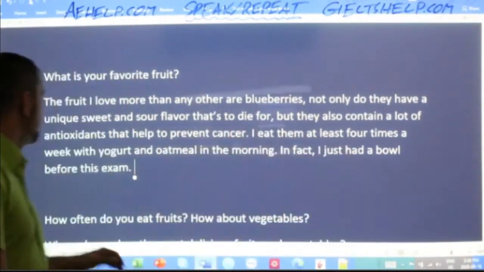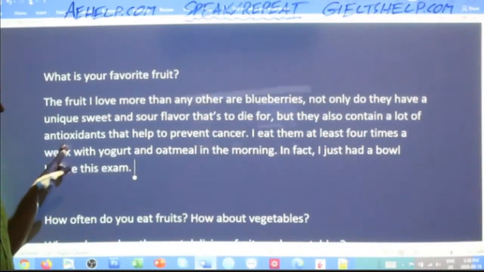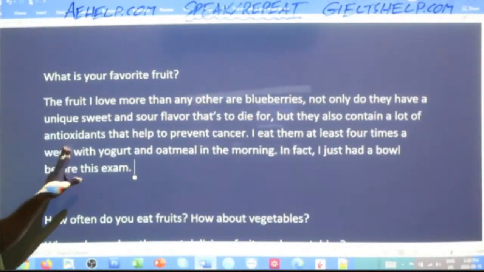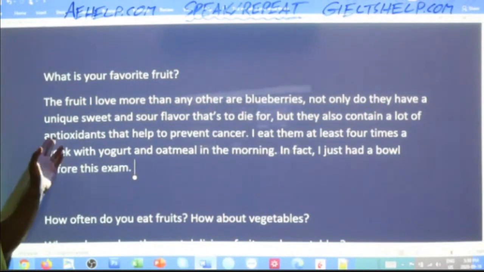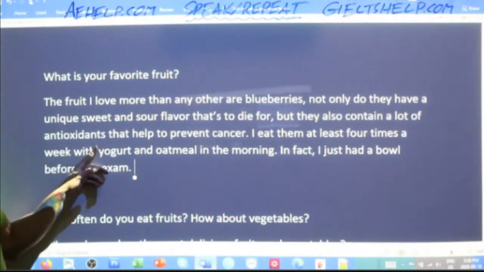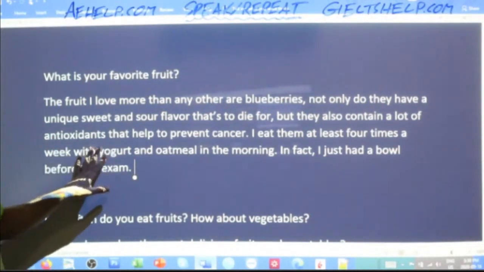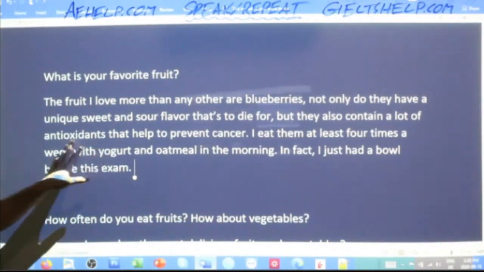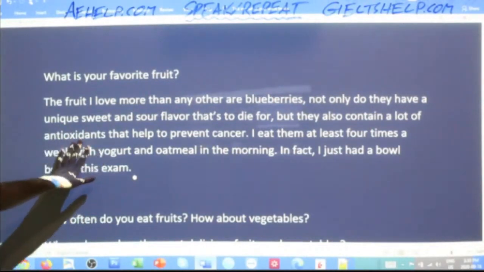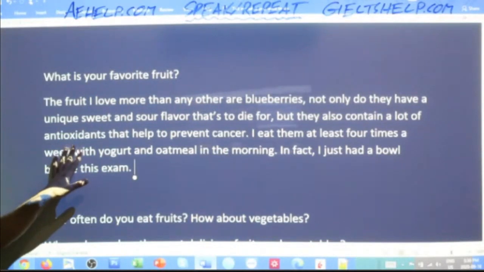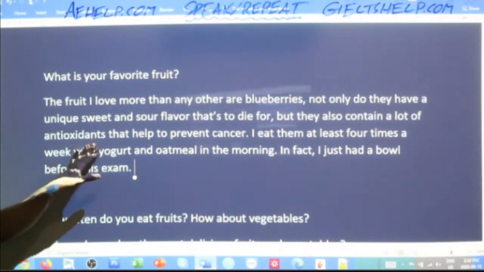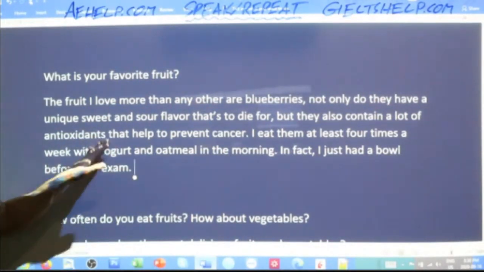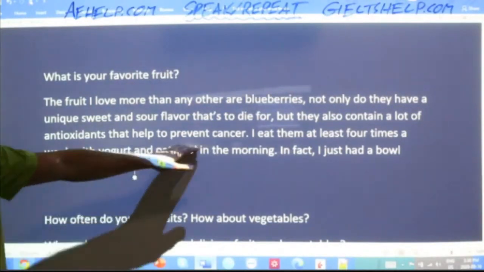Okay, and it contains a lot of antioxidants. Obviously, for lexical resource, the examiner would love to hear this kind of a word, antioxidants. Okay, probably many of you are familiar with that. It means that the fruit contains certain types of vitamins and enzymes which decrease the oxidants in the human body that lead to cancer, so to help prevent cancer.